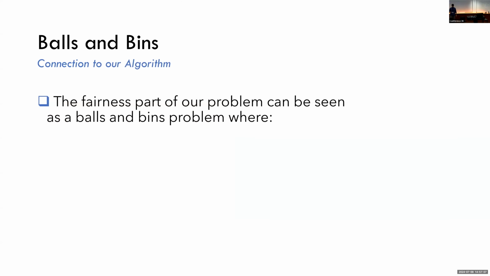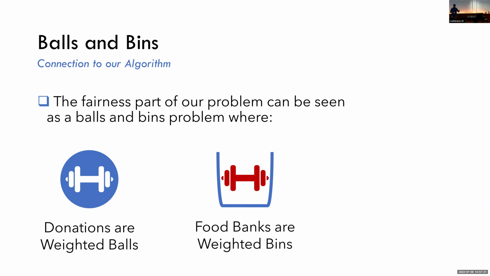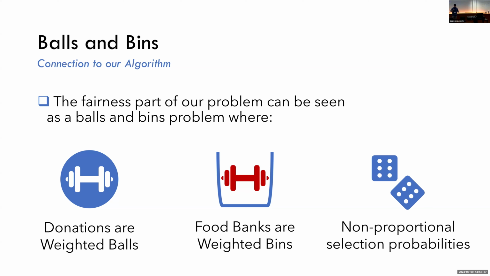So going back to the problem that we have at hand, we will realize that essentially the donations can be considered as weighted balls. The food banks can be considered as weighted bins. And the selection probability of the bins is non-proportional to the weight of the bin. Our contribution to this line of literature is that we prove power of 2 choices style results for this exact setting and relate them to our problem.